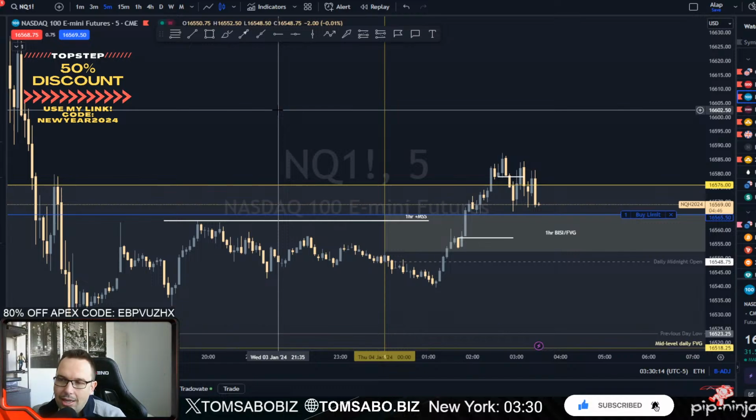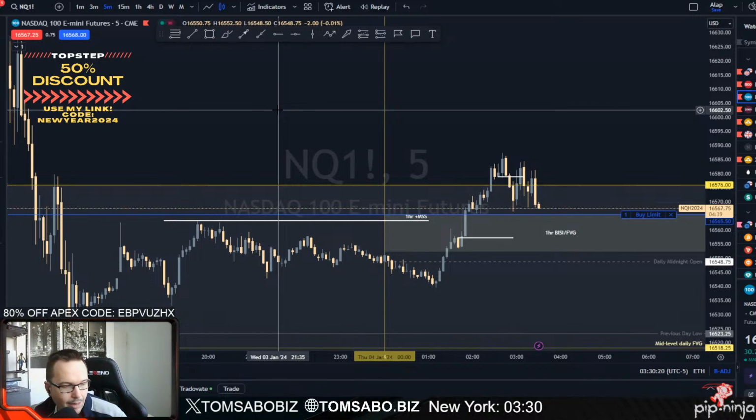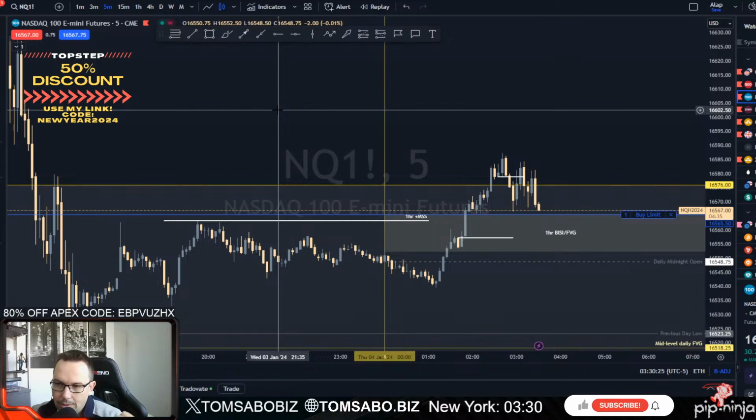So I would say the smart traders do this, and I'm going to do that as well. By the way, I'm going to request Top Step to remove the ability for me to trade more than 2 mini contracts. That's going to be the maximum for me.